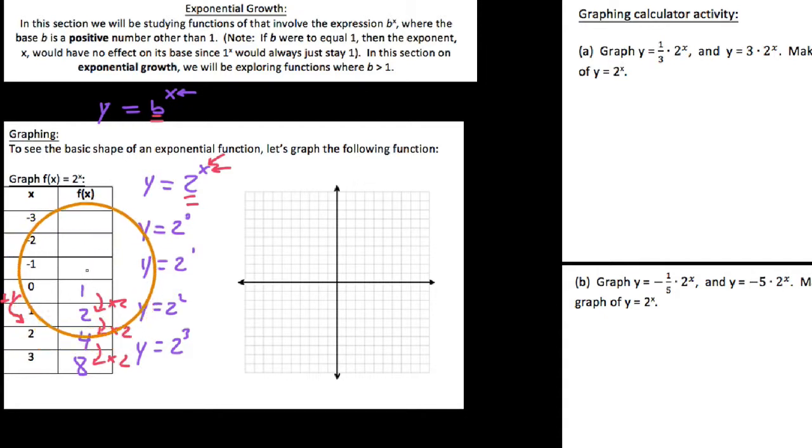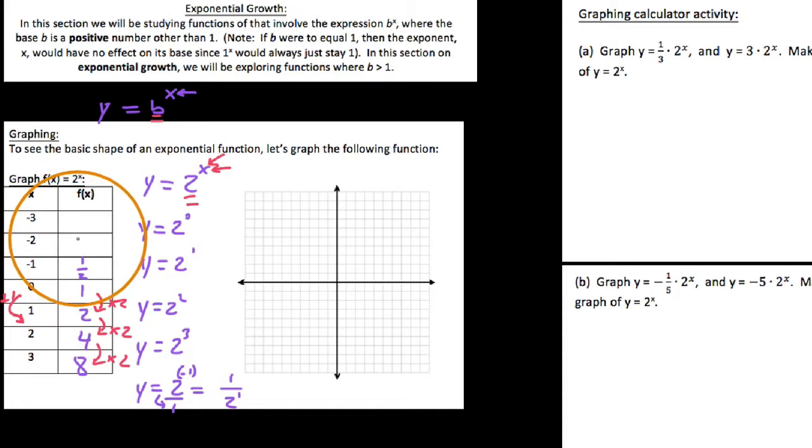So 1 divided by 2, we would get back here a half. But does that make reasonable sense? Remember that when you take 2 to the negative 1 power, where our x value is negative 1, it's the same as 1 over 2 to the positive 1. We'll just put this downstairs. So this would be a half.